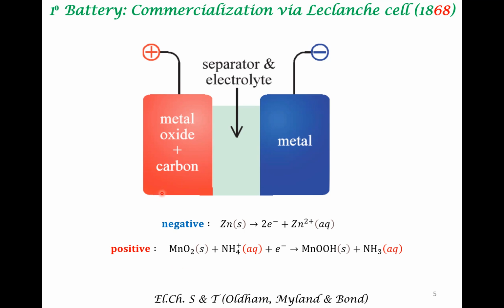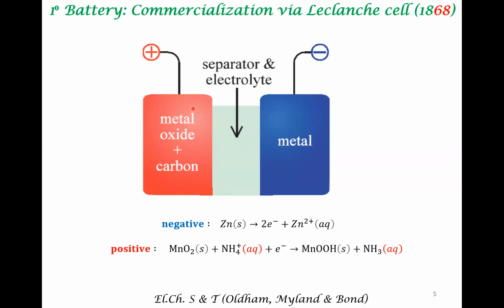So the metal oxide we are talking about is MnO2. That is the positive electrode. Why do we need carbon? Okay, so you may see carbon often enough because most of these metal oxides do not have sufficient electronic conductivity.